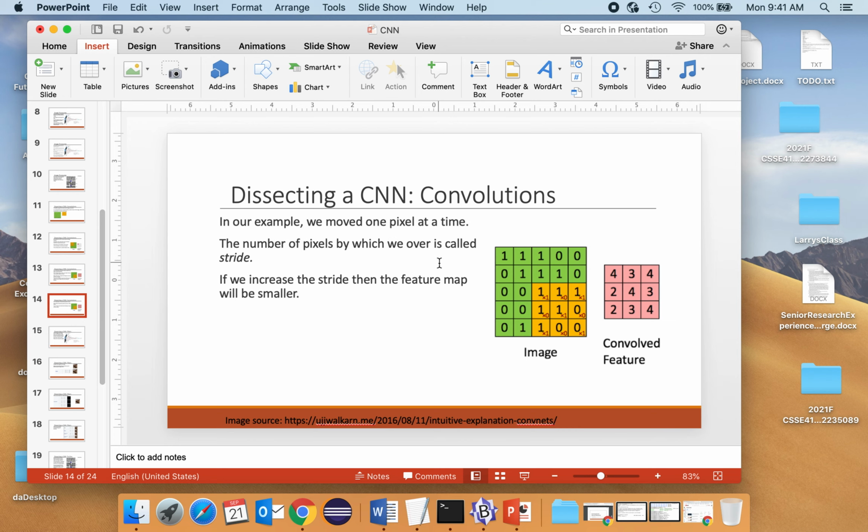So the number of pixels that we move over is called the stride. In our example, the stride is 1. If you were to increase the stride to 2 or 3, then the resulting feature map would be smaller. But in the examples that we have seen, the stride is 1.